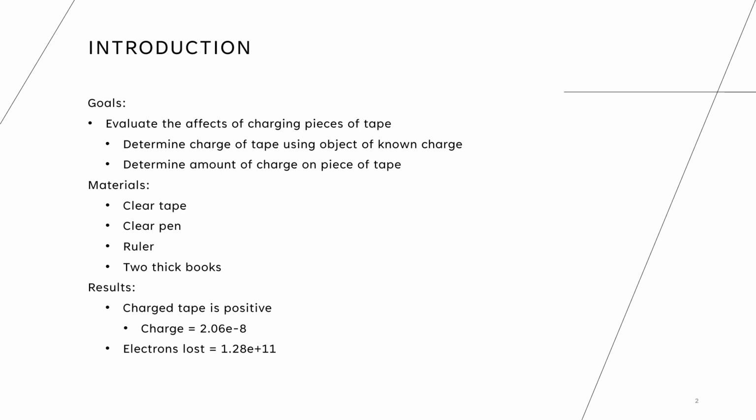We used tape, a pen, a ruler, and two thick books to hold the tape up, you'll see later. And then we found that the charged tape is positive, which ended up being 2.06 times 10 to the negative 8th coulombs, and the electrons lost total were 1.28 times 10 to the 11th atoms, or electrons.